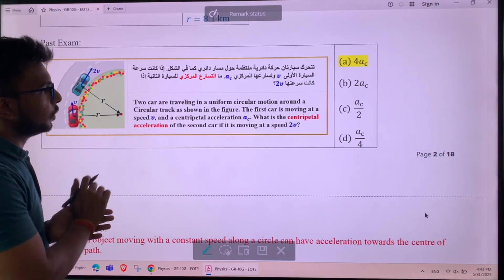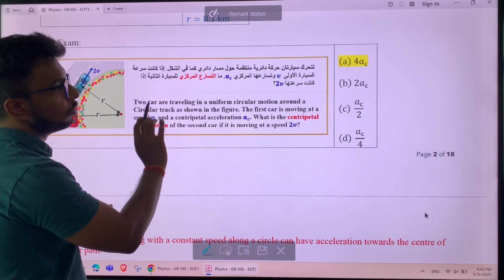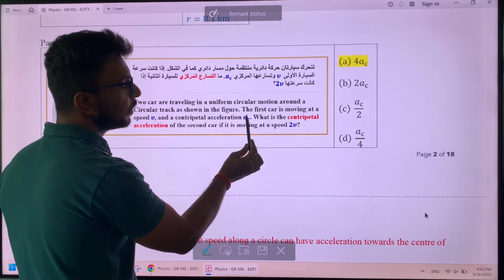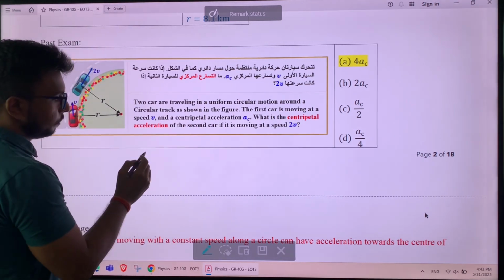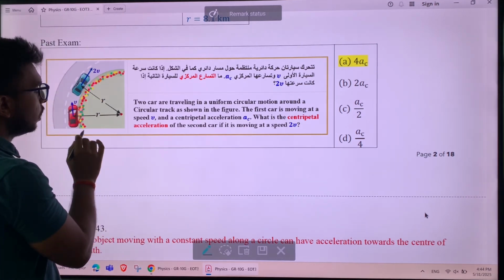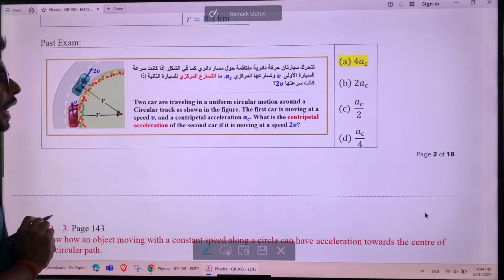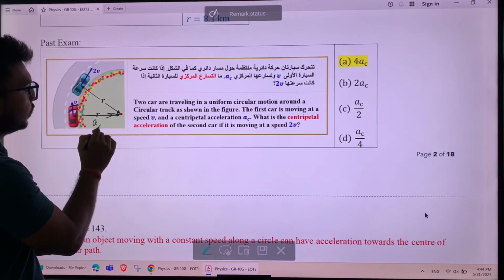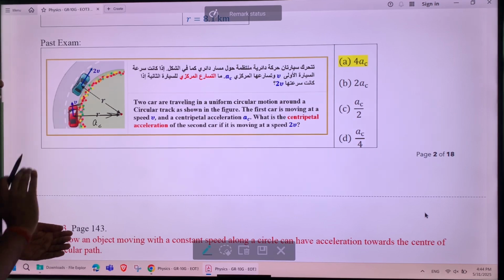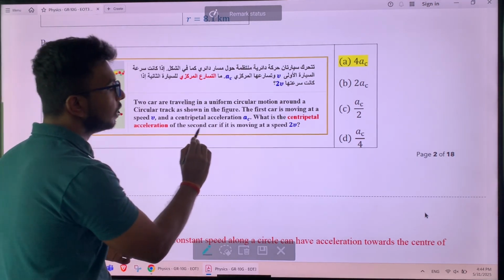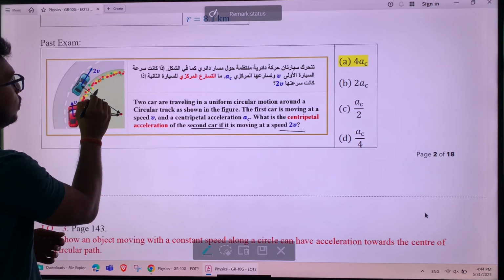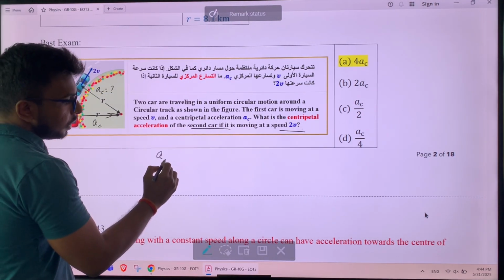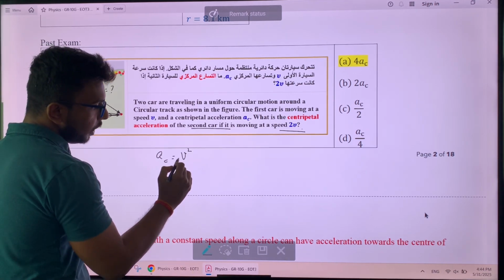So how to deal with this situation? Two cars are traveling in a uniform circular motion around the circular track as shown in the figure. There is Arabic as well, you can go through that. The first car is moving at a speed v. So there are two cars, one car is moving at the speed v and a centripetal acceleration AC. So I know the centripetal acceleration of the first car, which is AC. What is the centripetal acceleration of the second car if it is moving at the speed 2v? Now I need to find out the centripetal acceleration of this car. What is centripetal acceleration? AC equals v square over r.